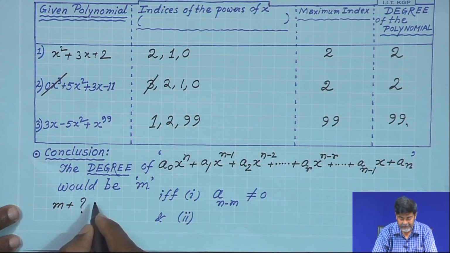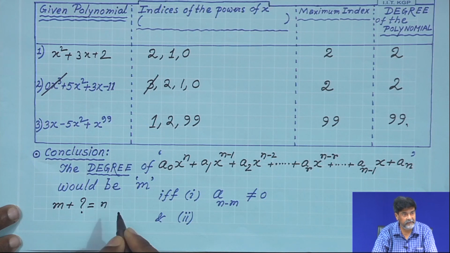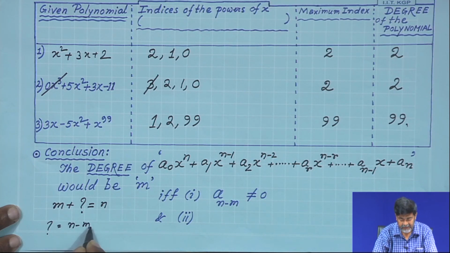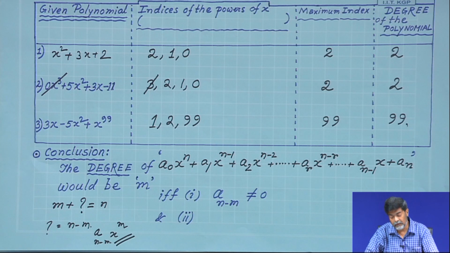Question mark, and the result would be n. The sum is fixed. Therefore, the question mark will be n minus m. Therefore, x to the power m will have the coefficient a n minus m. So, the coefficient of x to the power m is a n minus m.